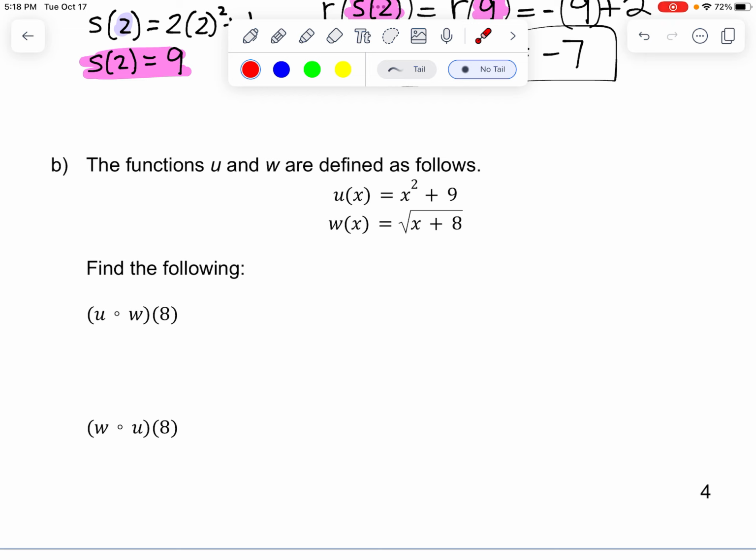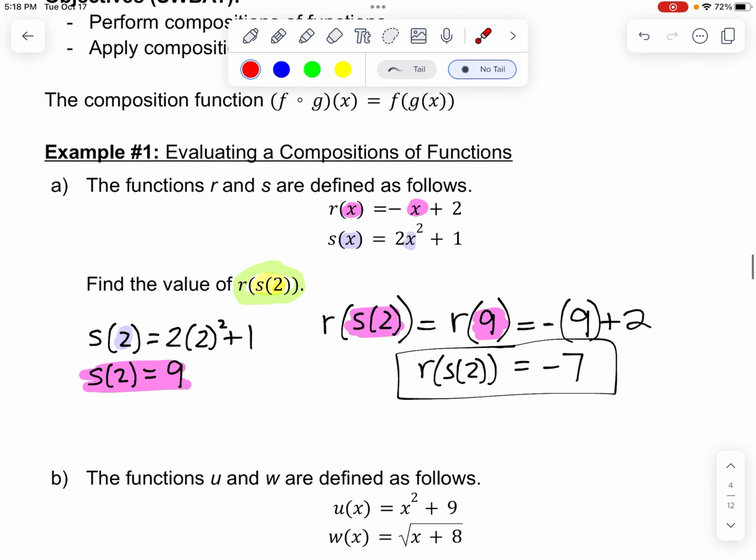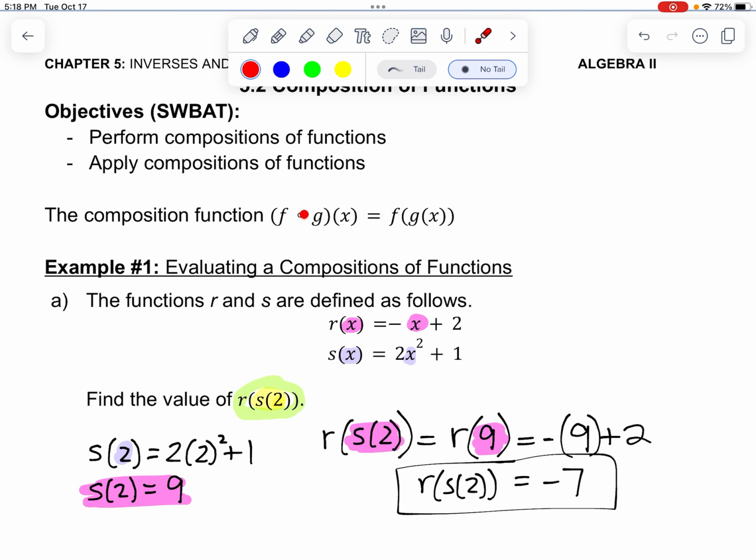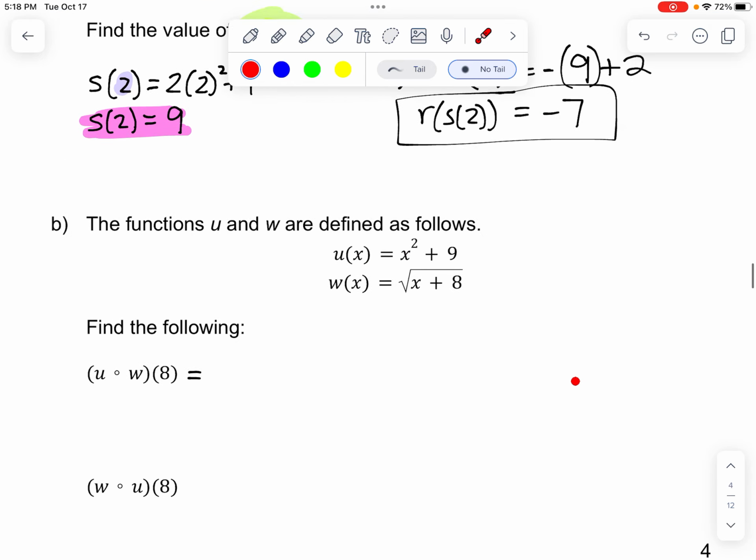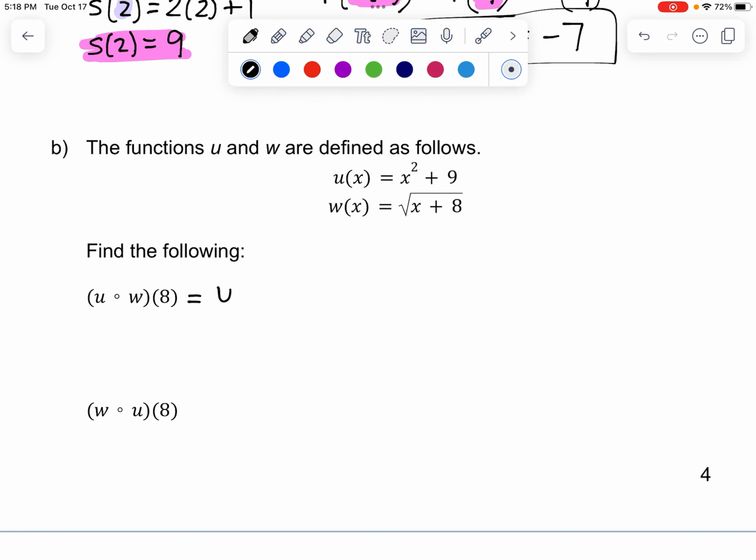And again, we want to find two things. We want to find u of w of 8 and w of u of 8. So the way I look at these, if you put it back into this form, because this is the form it's given to us, the outer function here is u, the inner function is w, and the value is 8. So this would equal u of w of 8, and the bottom one would be w of u of 8.